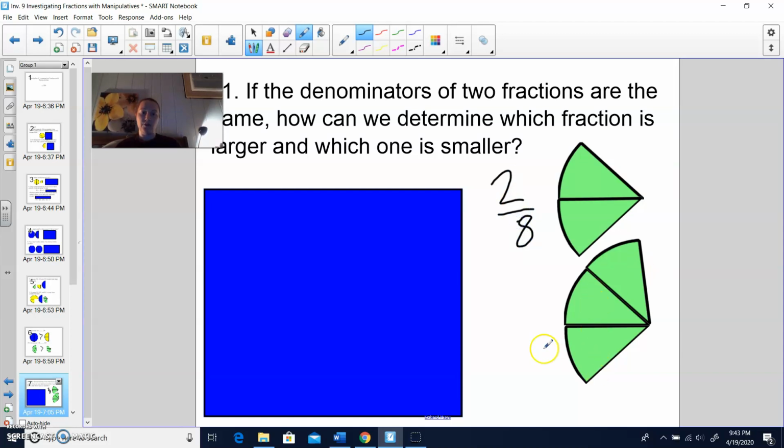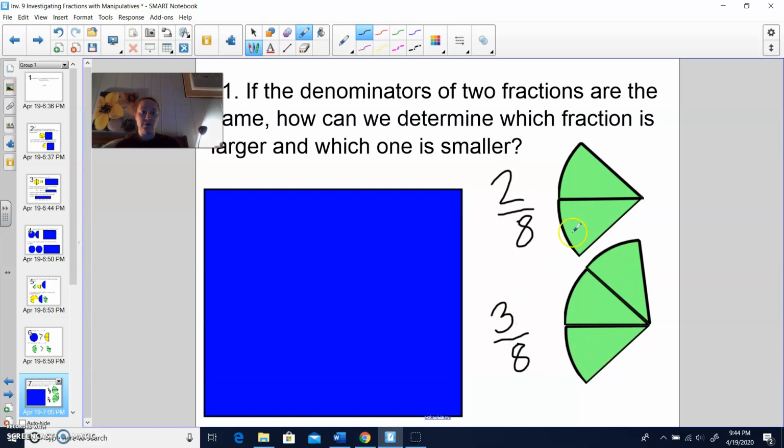And this one is 3/8. Okay, so now go back to the question again. If the denominators, that's the bottom number, are the same, so here we both have eighths, how can we determine which fraction is larger and which one is smaller? So this is 2/8 and this is 3/8. Which of those numbers is showing the larger amount?